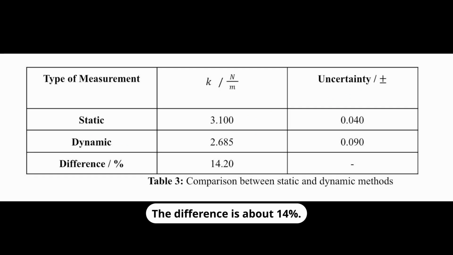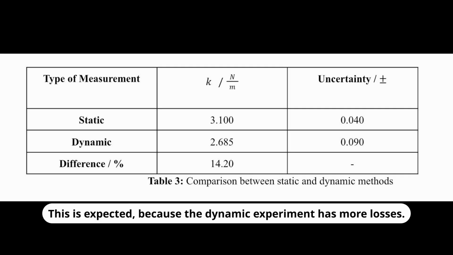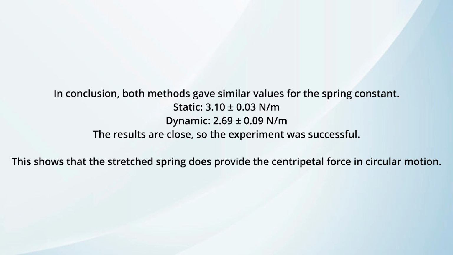The difference is about 14%. This is expected because the dynamic experiment has more losses. In conclusion, both methods gave similar values for the spring constant: static 3.10, dynamic 2.69. The results are close, so the experiment was successful. This shows that the stretched spring does provide a centripetal force in circular motion.